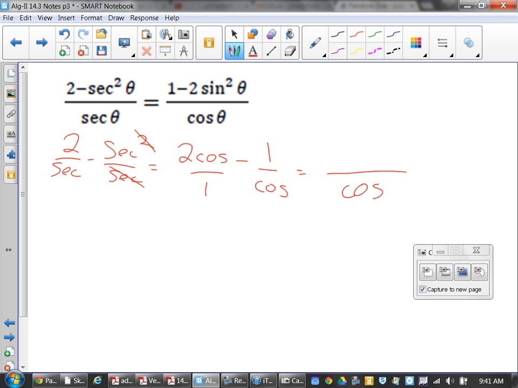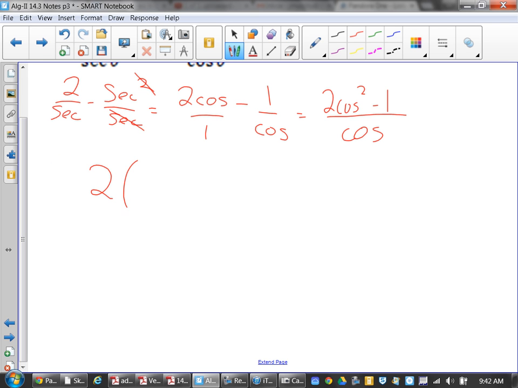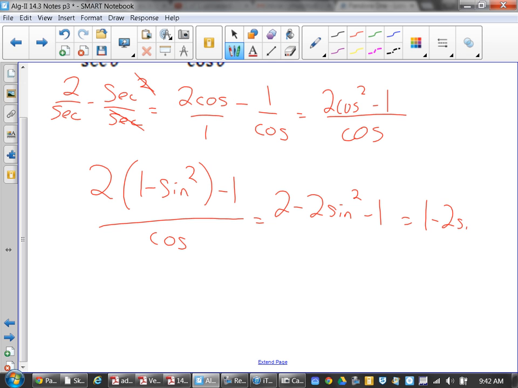Now you have 2 cosine squared minus 1 in the numerator. Wait, that's not there. I know it's not. What did I turn cosine into? Cosine squared, excuse me. So the numerator becomes 2 times 1 minus sine squared. Distribute: 2 minus 2 sine squared minus 1, which is 1 minus 2 sine squared.